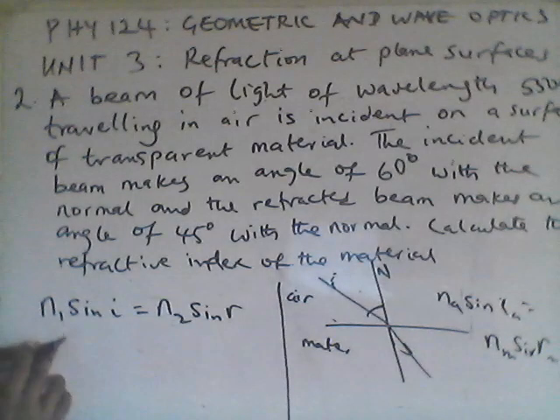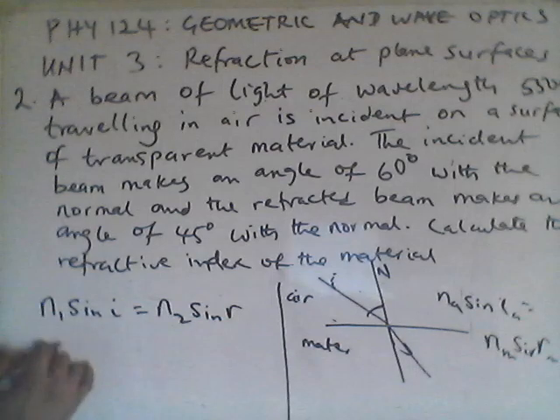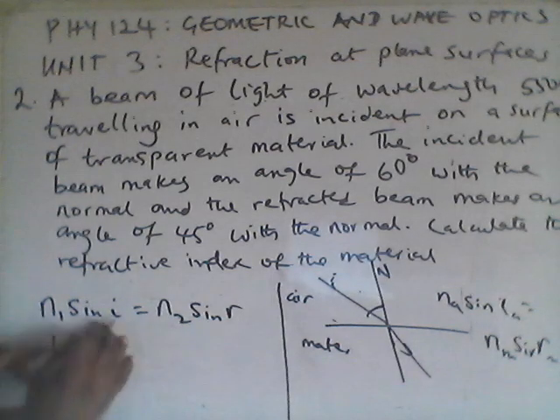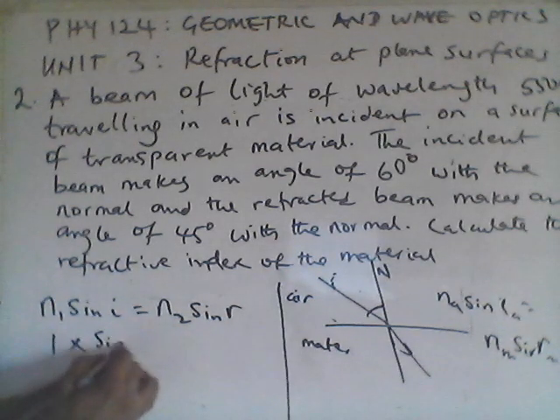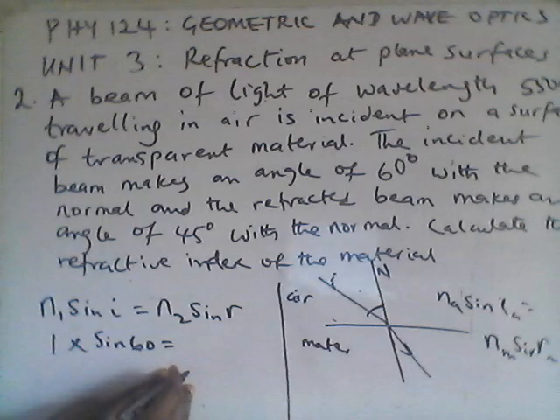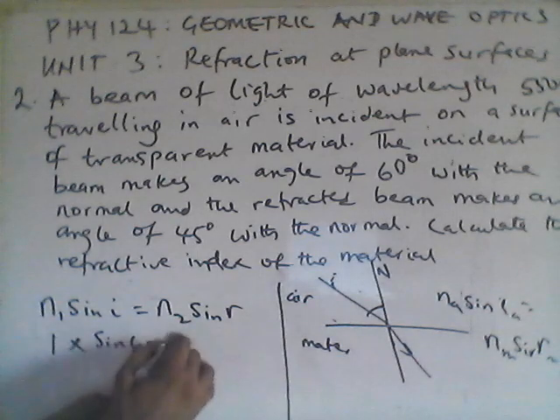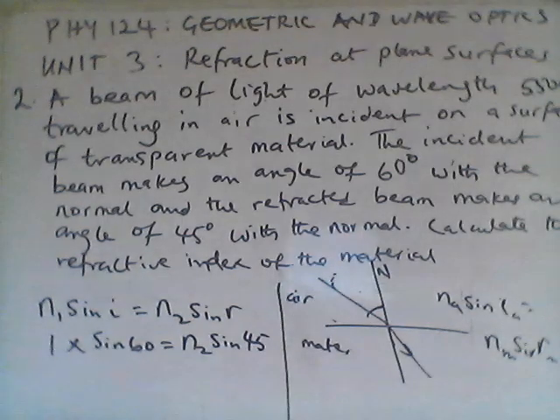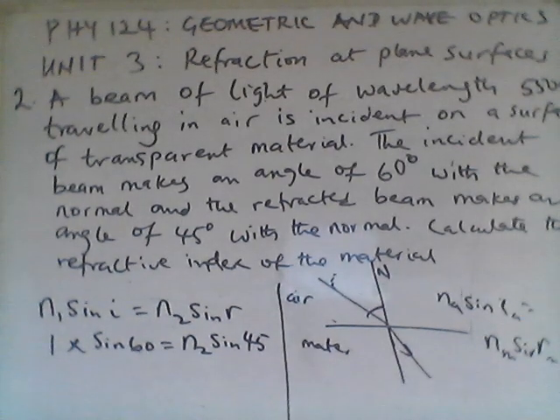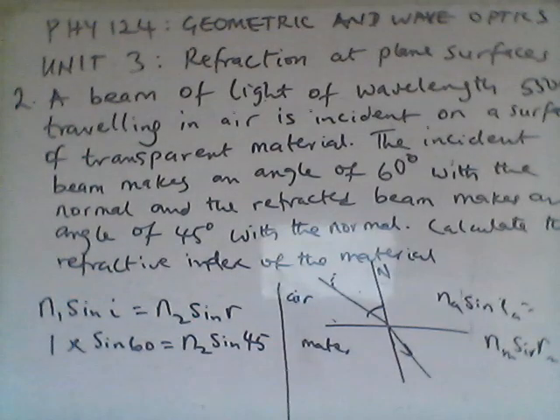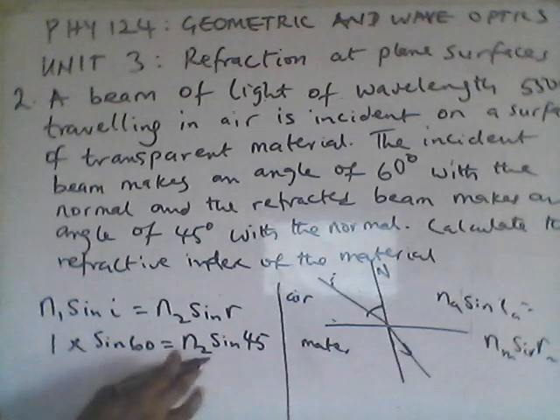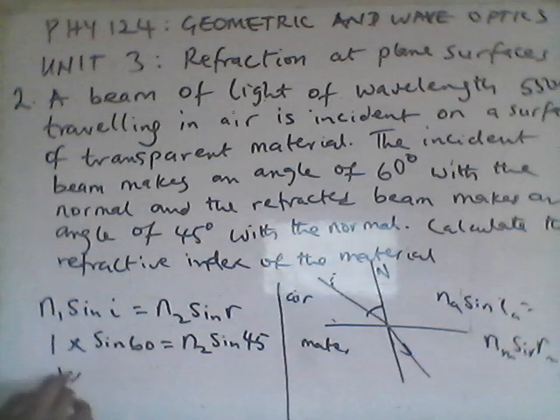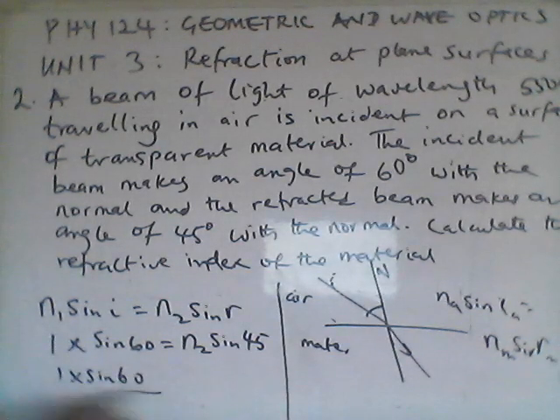So this is the air side, this is the material side. For air, the index is 1. The sine of incidence here is sine 60. Understand? And for the material, the index is N2. The sine of refraction is sine 45. So this one is now easy enough. We actually missed our way, but we have gotten it back again. So we're looking for N2. So 1 times sine 60 over sine 45.